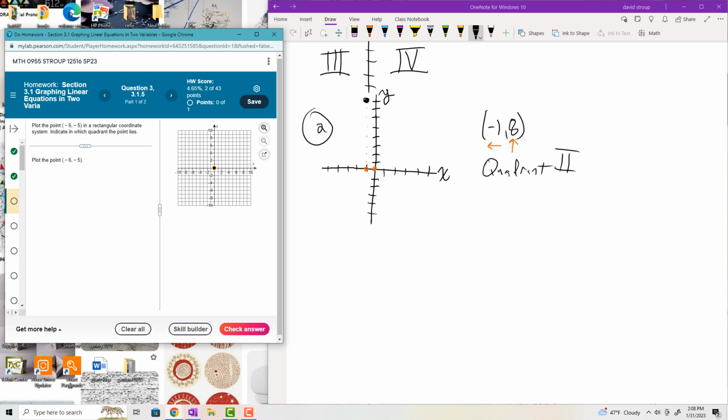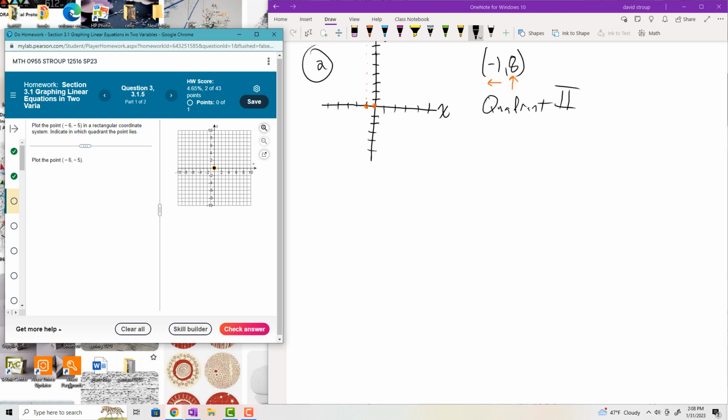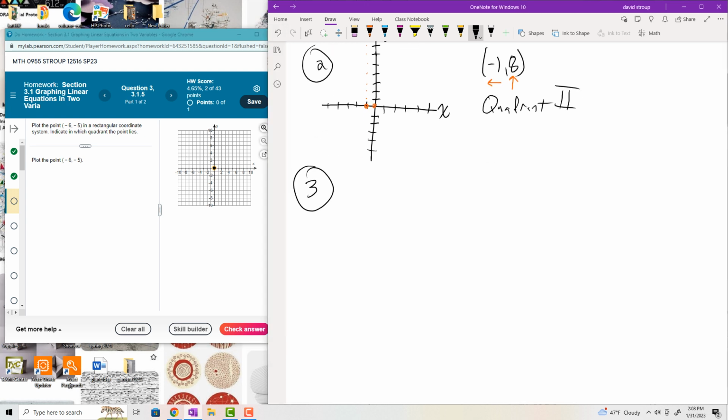Okay. This one, (-6, -5). So that means you're definitely going left, and then down. Okay, so I put some tick marks 1, 2, 3, 4, 5, 6. I'll just put 6 on each arm. And the point I want is (-6, -5).